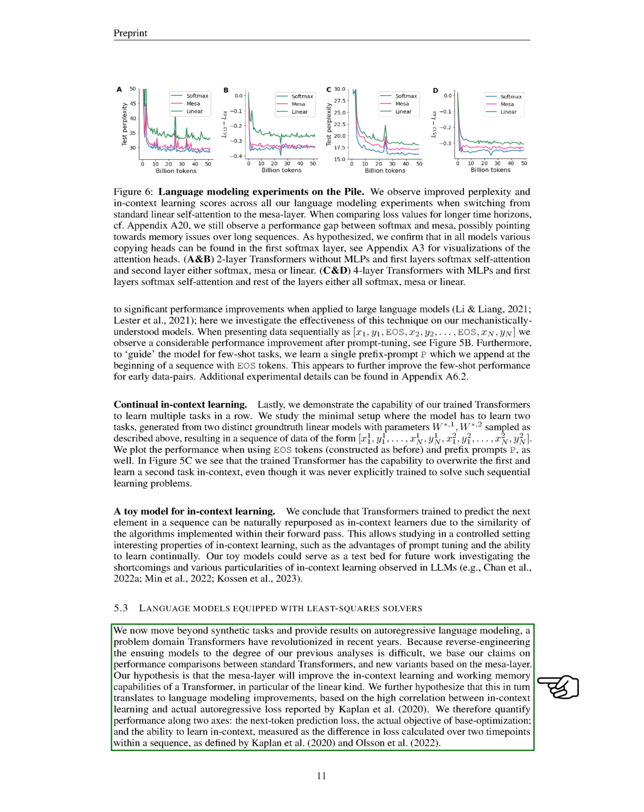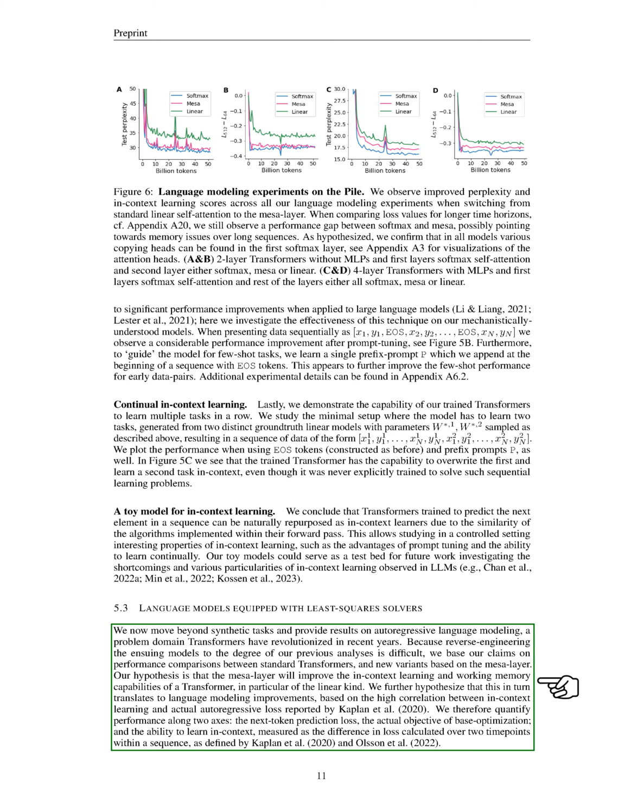We hypothesize that this mesa layer will enhance the in-context learning and working memory capabilities of a transformer, especially the linear kind. We also believe that this will lead to improvements in language modeling, given the strong correlation between in-context learning and actual autoregressive loss. We measure performance in two ways: the next token prediction loss, which is the actual goal of base optimization, and the ability to learn in context, which we measure as the difference in loss calculated at 2 points within a sequence.